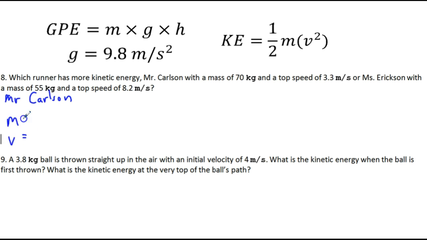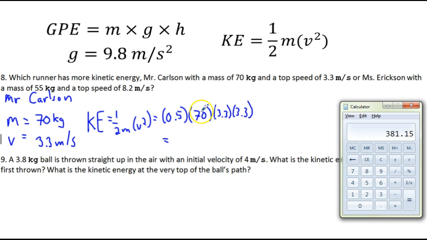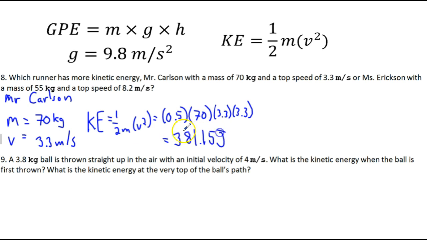All right, now this one we're going to be comparing Mr. Carlson versus Miss Erickson. I would be running at 70 kilograms and 3.3 meters per second. Oh, I'm Mr. Carlson, by the way. Miss Erickson will be 55 kilograms and 8.2 meters per second. So I'm going to be calculating both of our kinetic energy and seeing who's higher. Mine works out to be 381.15 joules.